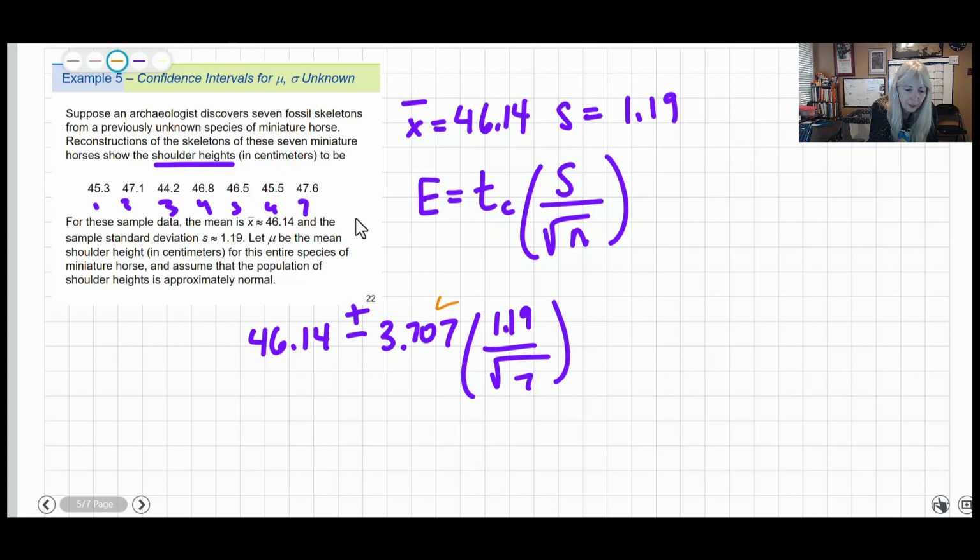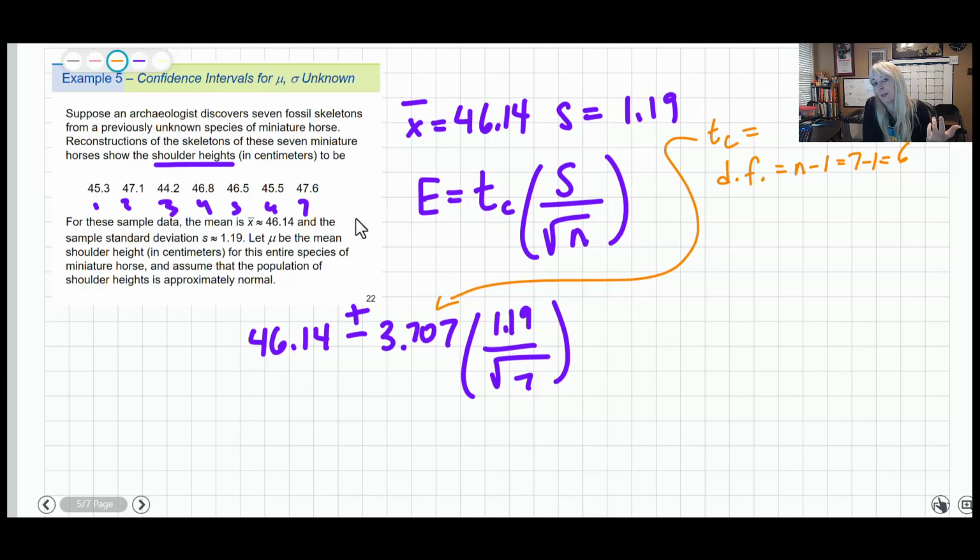Now, to find this t critical value, I need two things. One, I need to know the degrees of freedom. The degrees of freedom is just simply the sample size minus 1. So in this case, the degrees of freedom would be 6.